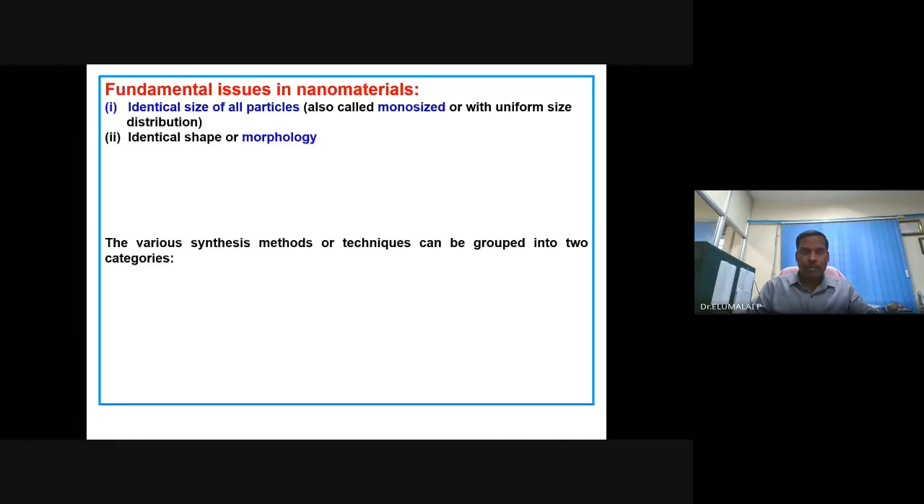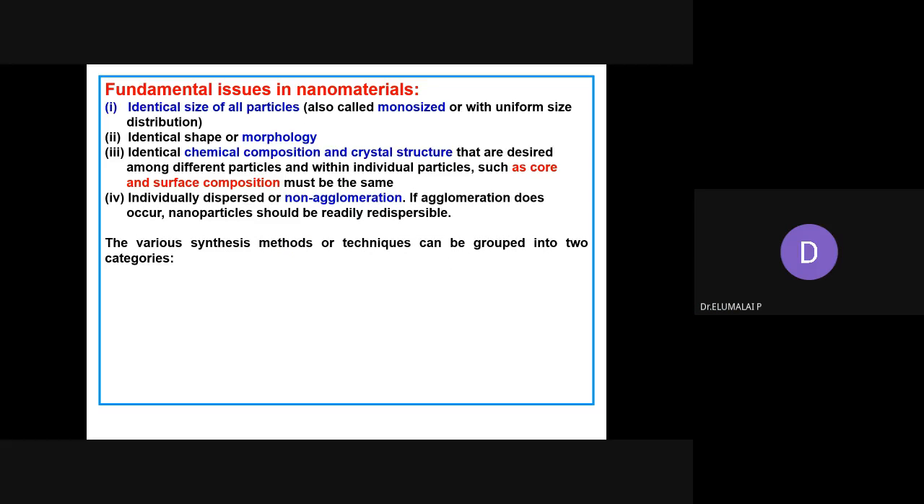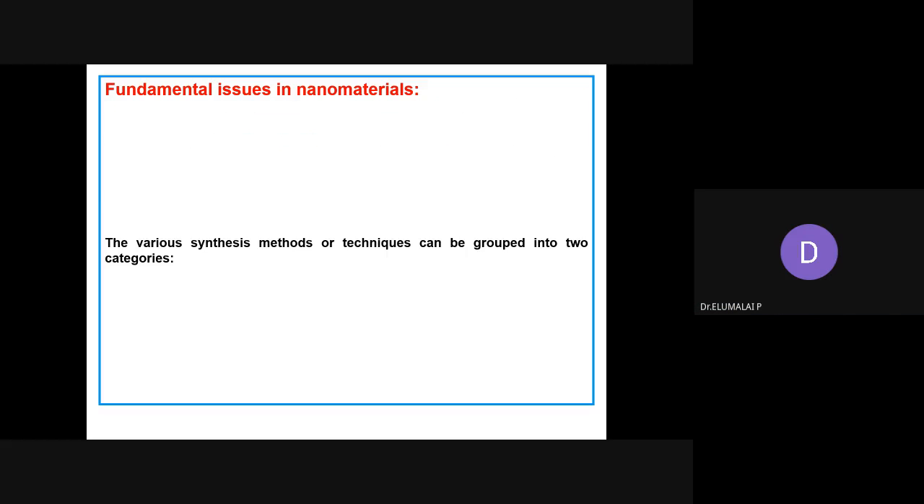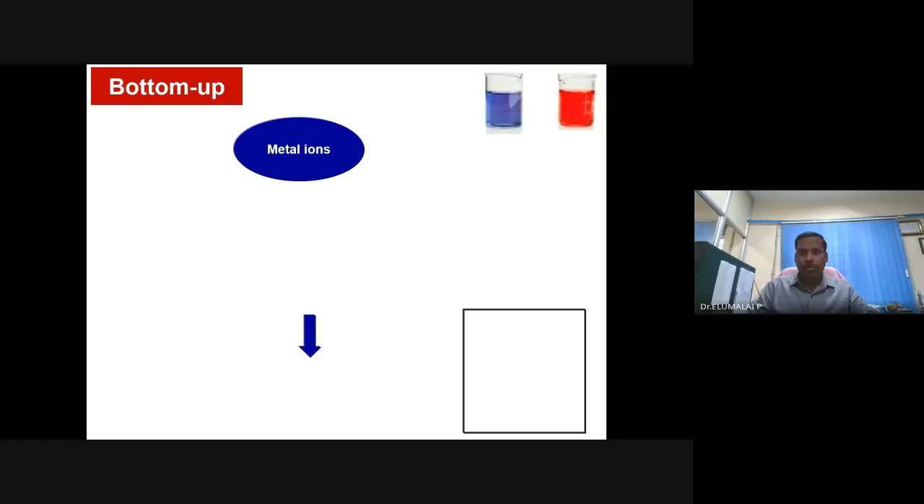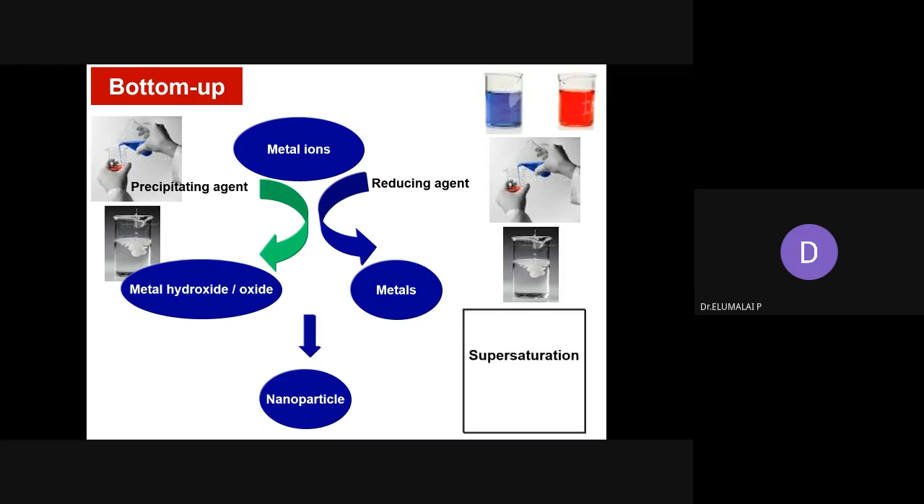Okay, so this is where we stopped in the last class. There are 4 fundamental challenges in the synthesis of nanostructured materials. They are to get identical size, identical shape, identical composition, and highly dispersed particles. In chemical methods, these 3 fundamental phenomena take place. There should be a supersaturation. Once supersaturation takes place, you will have nucleation. Once several nuclei are formed, they can undergo growth, leading to precipitation. These are the fundamentals that we have seen in the last class.